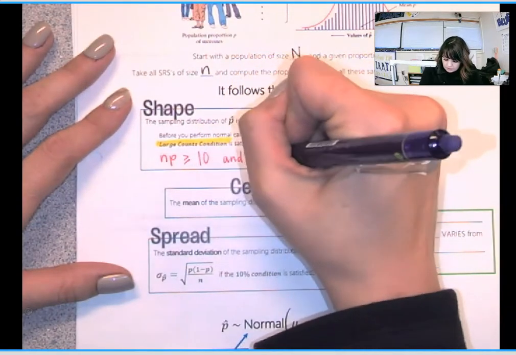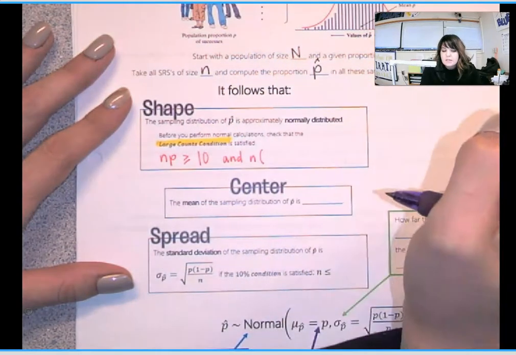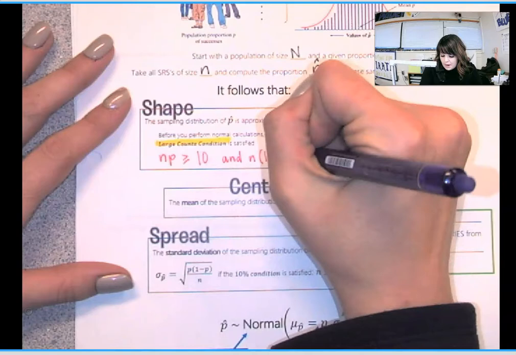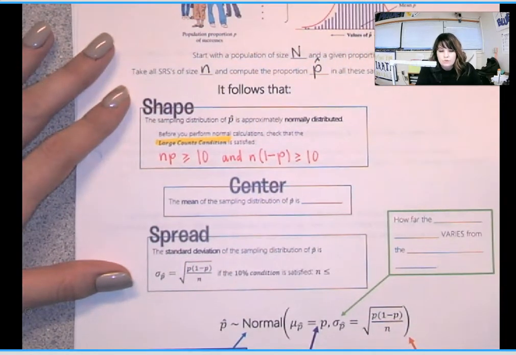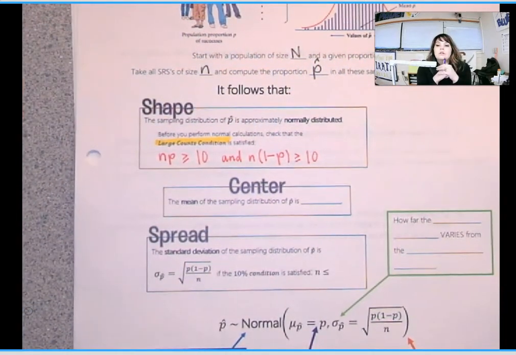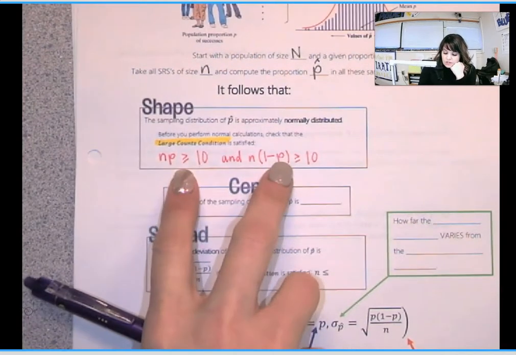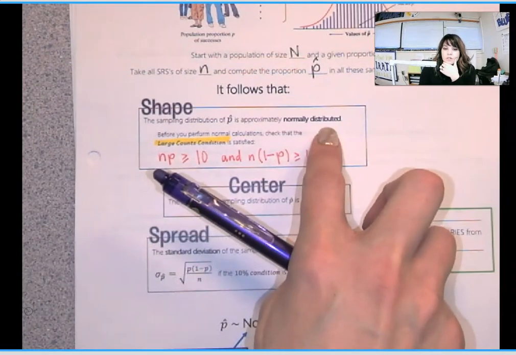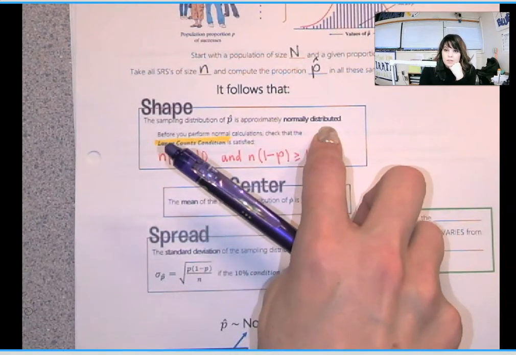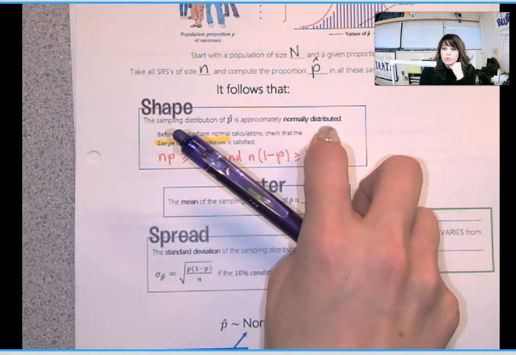And if you take your sample size and multiply it by 1 minus the proportion, that is greater than or equal to 10. So if it is true that these two values are greater than or equal to 10, your distribution will be normally distributed, and you usually have to check it.